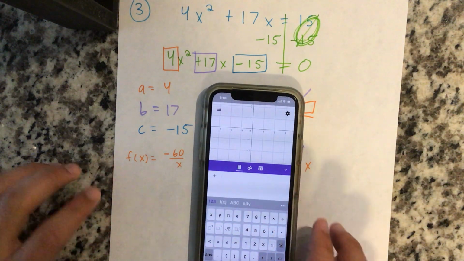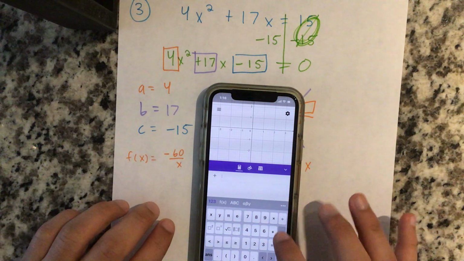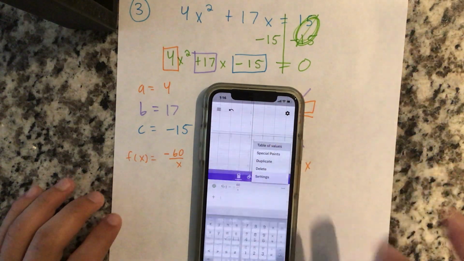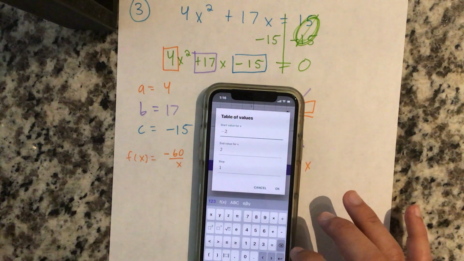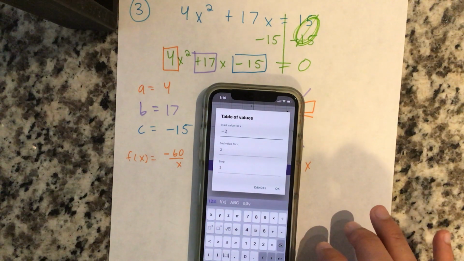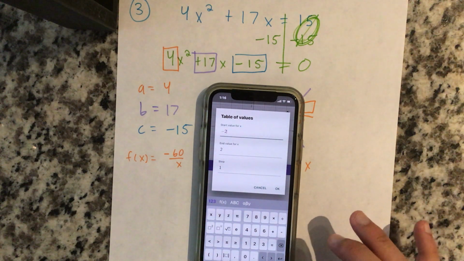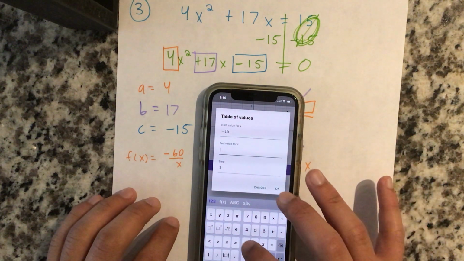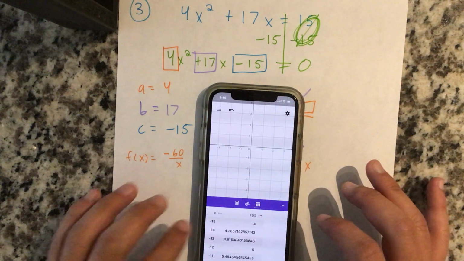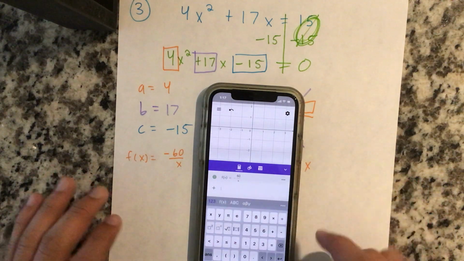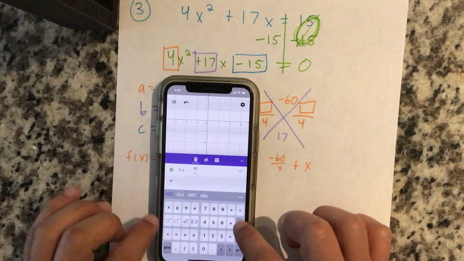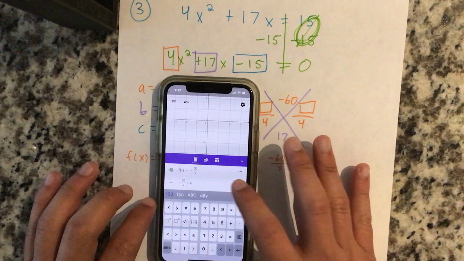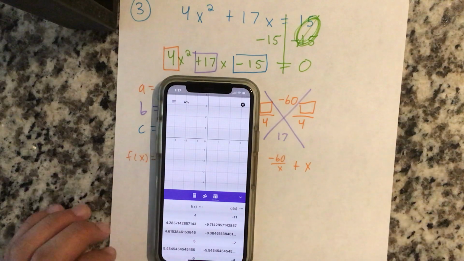Okay, so on the graph, remember we typed the first one, negative 60 over x. Hit the three dots, table of values. Let's do negative 15 to 15. That should be good still. Okay, back to the calculator. Second equation, negative 60 over x plus x, three dots, table of values, boom.